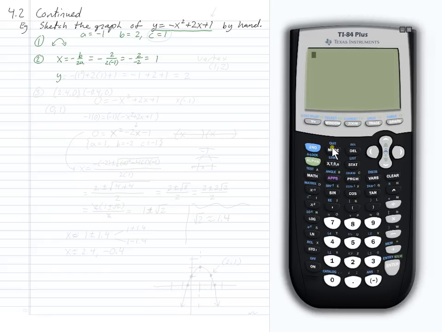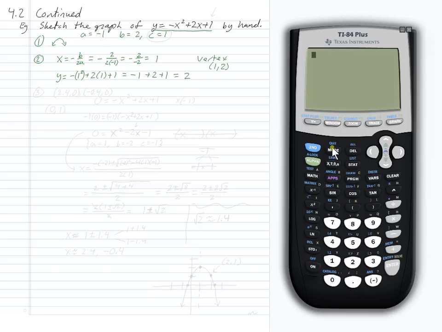So the y-coordinate is going to be nice to find. If I plug in 1, I'll get negative 1 squared plus 2 times 1 plus 1. So negative 1 squared. Again, this is not negative 1 in parentheses being squared. This is negative 1 squared. So that would be negative 1 plus 2 plus 1 leaves us with 2. Our vertex, 1, 2.